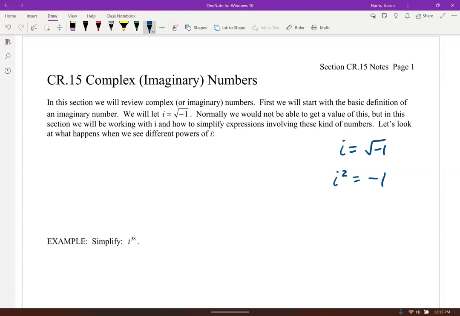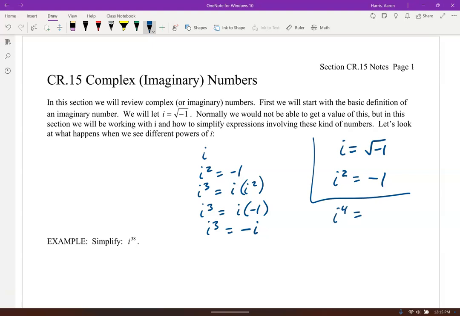Okay, so you can simplify powers of i, right? So let me go through a few here. So i squared would be negative 1. What would i to the third be? Well, what you want to do is write that as i times i squared, because i squared is negative 1. So i to the third ends up being negative 1 times i. Let's do i to the fourth.